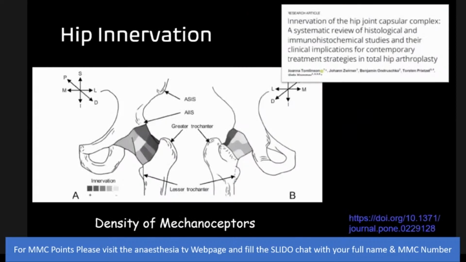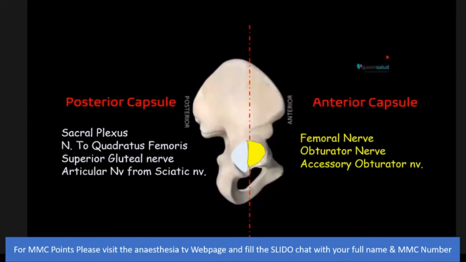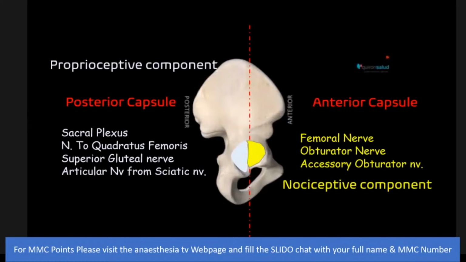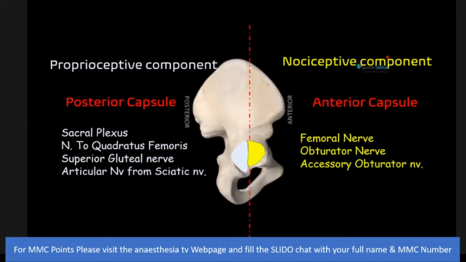It's an interesting study which enlightened us on the pattern of distribution of the neural components in the anterior and posterior part of the hip joint. It was found that the density of the mechanoreceptors is highest in the superior part of the anterior capsule and least in the posterior capsule. So, effectively speaking, the posterior capsule is concerned more with the proprioceptive component, and nociception is the function of the anterior capsule of the hip joint.